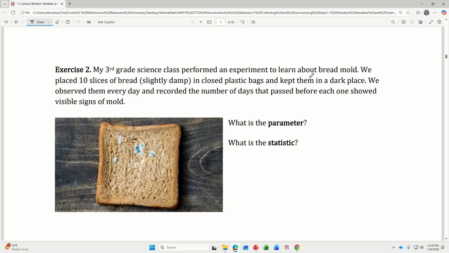My third grade science class performed an experiment to learn about bread mold. We placed 10 slices of bread, slightly damp, in closed plastic bags and kept them in a drawer in a dark place. If you observe the bread every day and you record the number of days that passed before each one showed visible signs of mold, what's the parameter and what is the statistic?